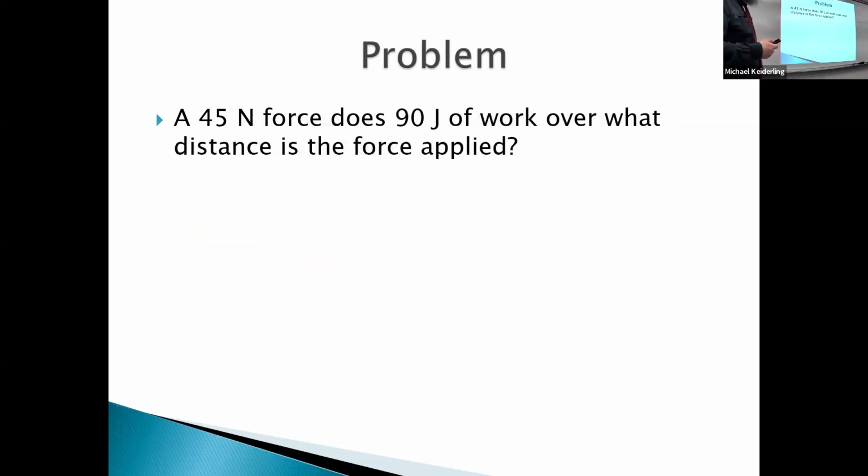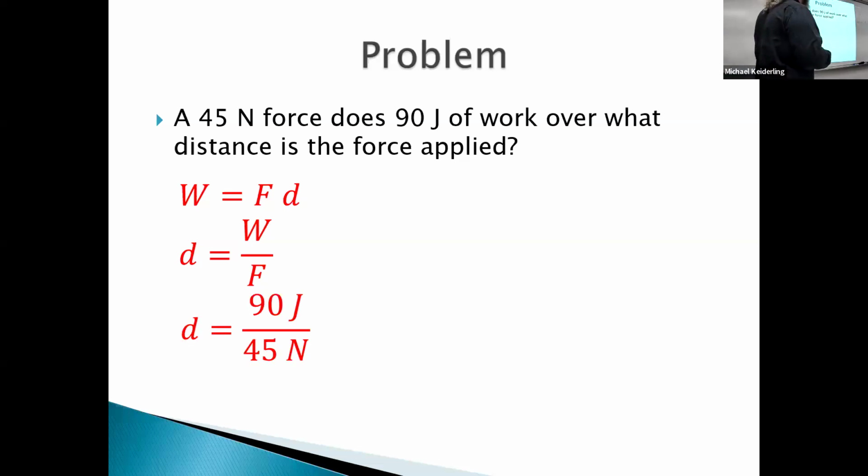So if a 45 Newton force does 90 joules of work, over what distance was the force applied? Because work equals force times distance, distance equals work over force. 90 joules over 45 newtons is 2 meters. I am misspeaking today. Sorry about that.